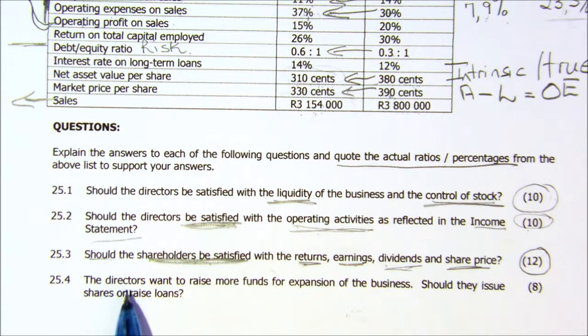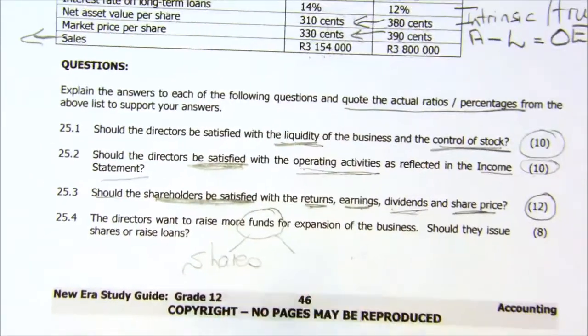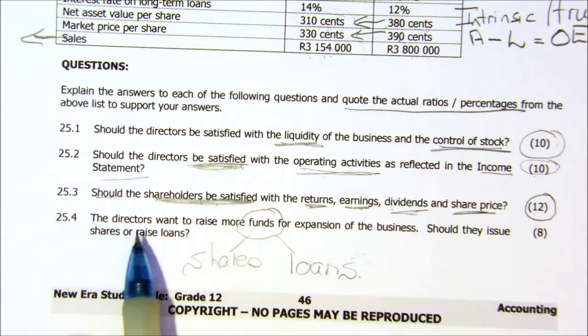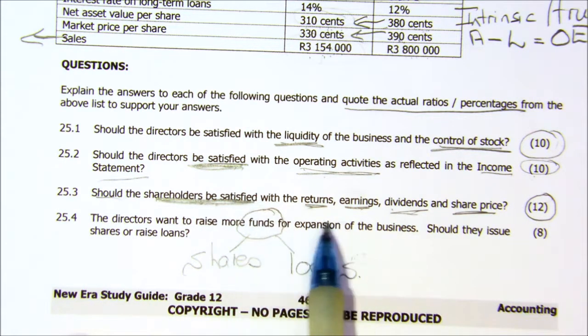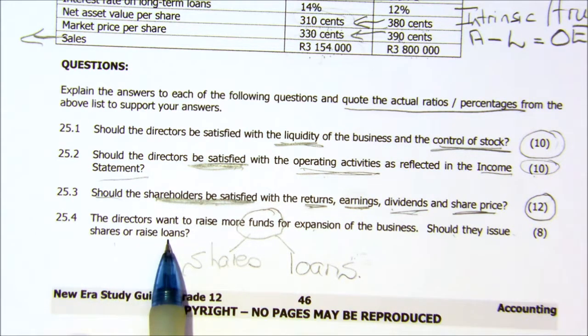And they say to us the directors want to raise more funds. Now remember, we did a whole video clip on funds and where companies can raise funds. And we basically said there were two parts: selling shares to the shareholders who are your owners, or you could take out loans. And the question is saying to you that they want to raise these funds for expansion. So they want to expand the business, hopefully to generate greater profits. And they're asking you, should they issue shares or should they raise a loan?